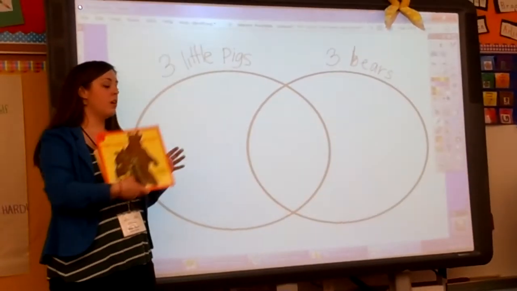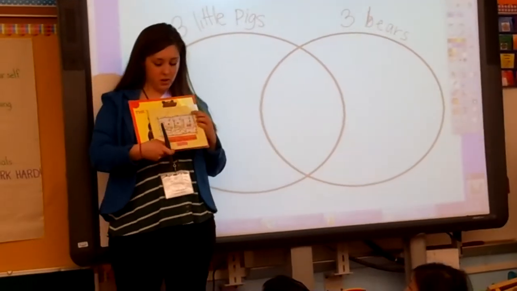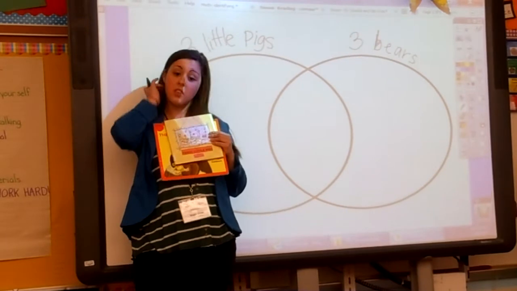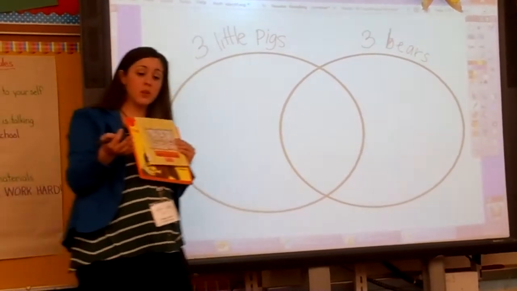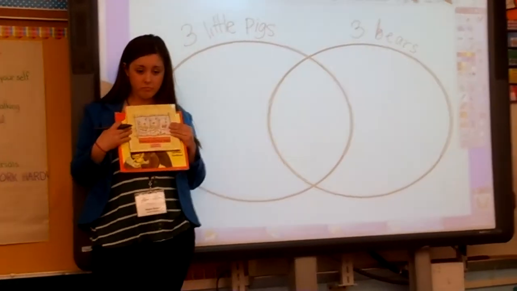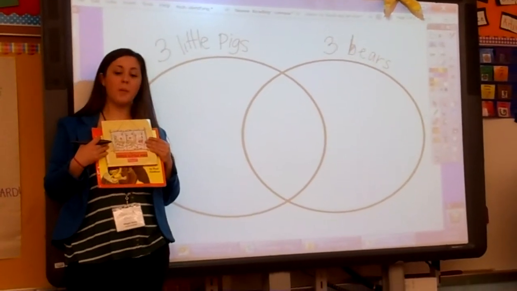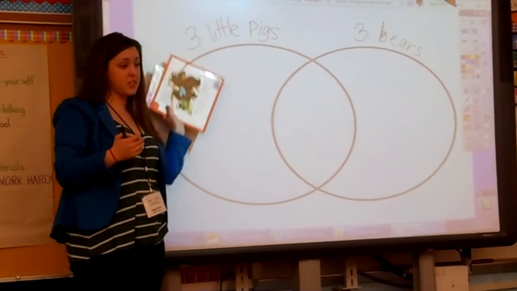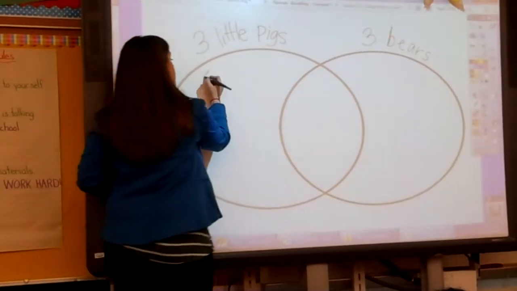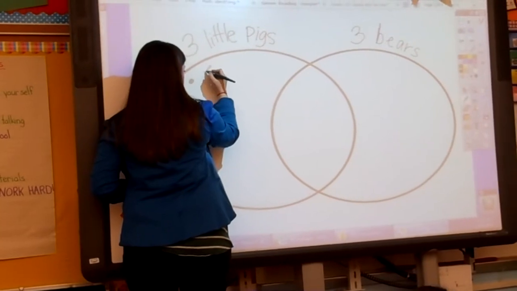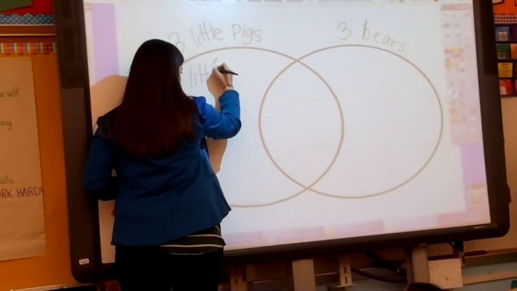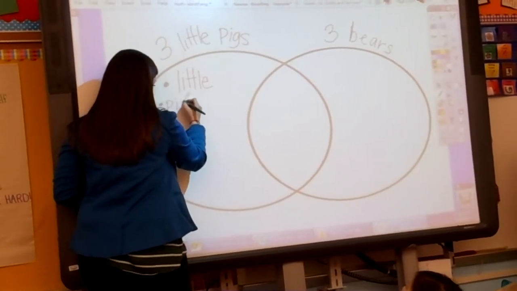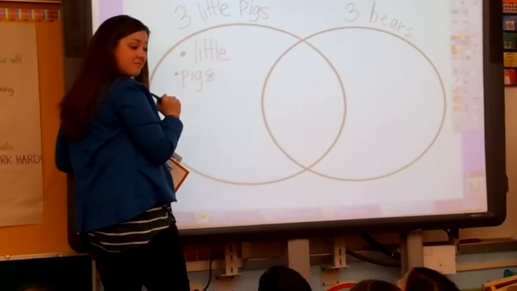Now, one thing that I know about the three little pigs is that they're all little. Right. And we just said that. And the three bears, one is little, one is medium, one is big. So, something unique or special or different about the three little pigs is that they are all little. And the pigs. Oh, that's a good idea. I'll write that down too. I'll go ahead and write that. They're all pigs. And the bears.